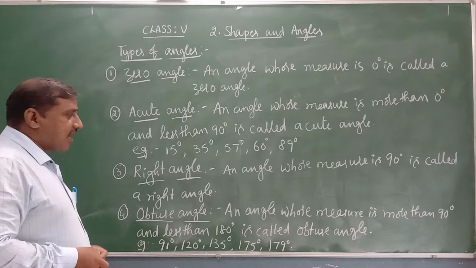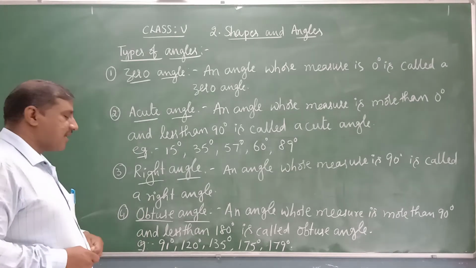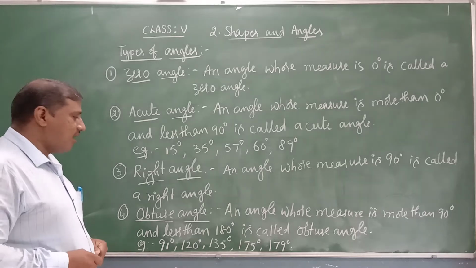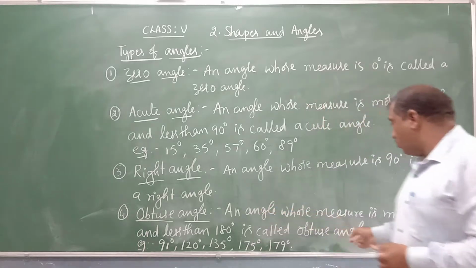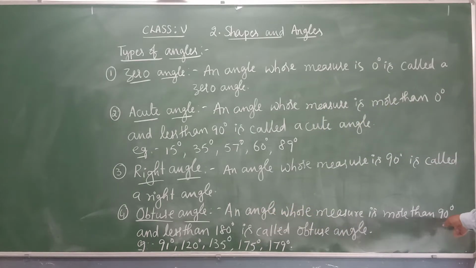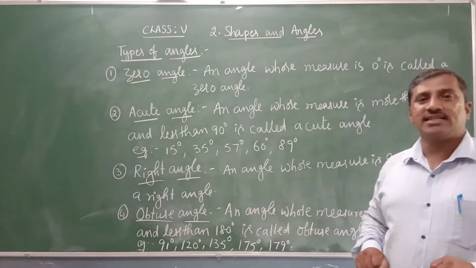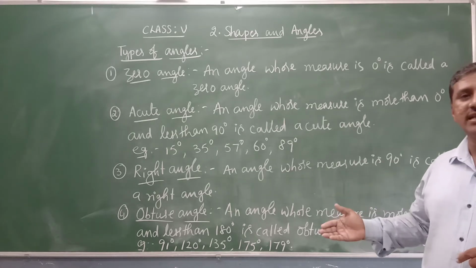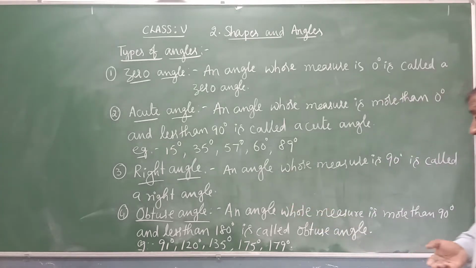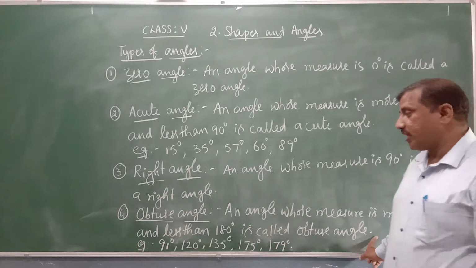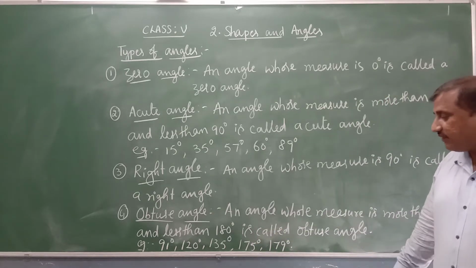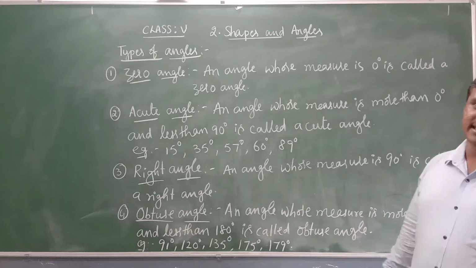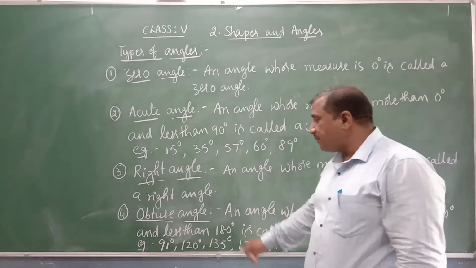Obtuse angle. An angle whose measure is more than 90 degrees and less than 180 degrees is called an obtuse angle. So what is an obtuse angle? An angle whose measure is more than 90 degrees, that is 91, 92, 93 and so on, less than 180 degrees, that is 175, 176, 177, 178, 179 degrees, is called an obtuse angle. Examples: 91 degrees, 120 degrees, 135 degrees, 175 degrees, 179 degrees, etc. All these are examples of obtuse angles.